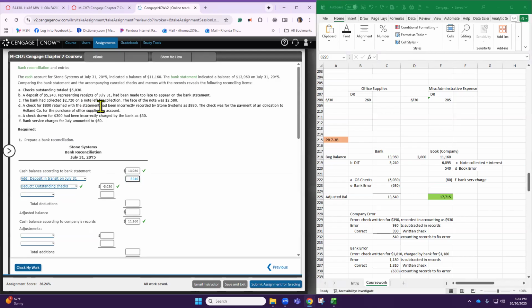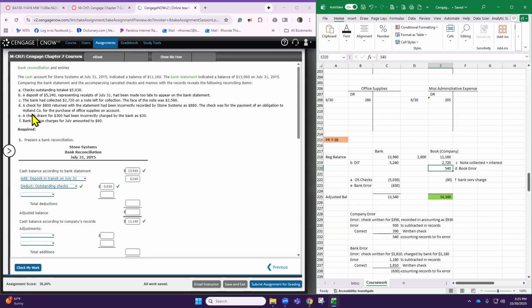Okay. The bank had collected $2,720 on a note left for collection. The face of the note was $25.80. So the bank did this. So the book, right? The book needs to know. So they collected this payment. Okay. Now be careful. The total payment was $2,720. But the face, okay, so I'm just going to put it all in here. The note is $27.20, and that includes the interest. So we will have to make a journal entry a little different for that one. Okay.